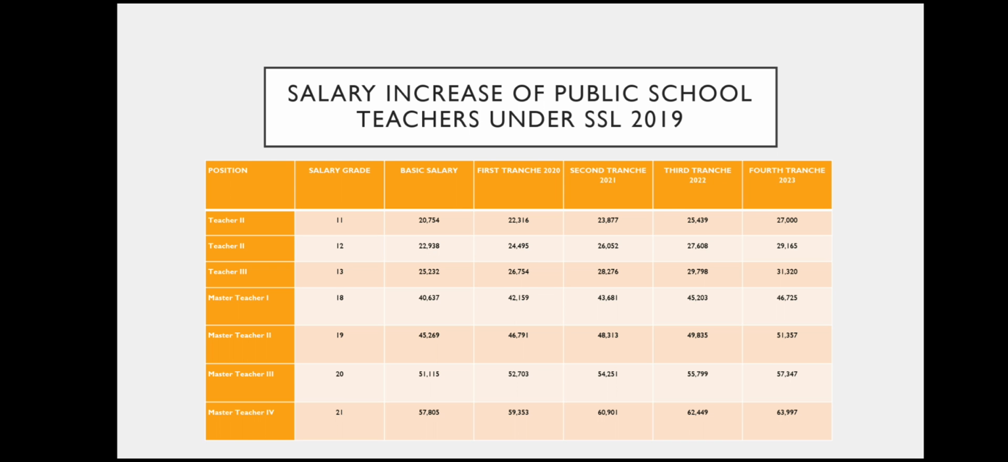So let's talk about Teacher 2. Salary grade 11, and the basic salary is 20,754, and then last 2020 they had an increase, so from 20,000 it became 22,316. Second tranche, this 2021, it will be 23,877, and 2022 will increase to 25,439, and 2023, the other year rather, it will become 27,000.